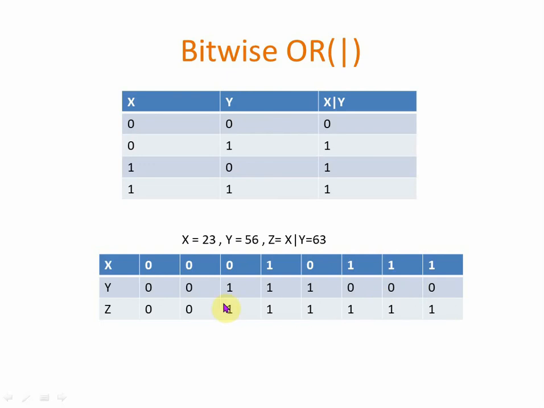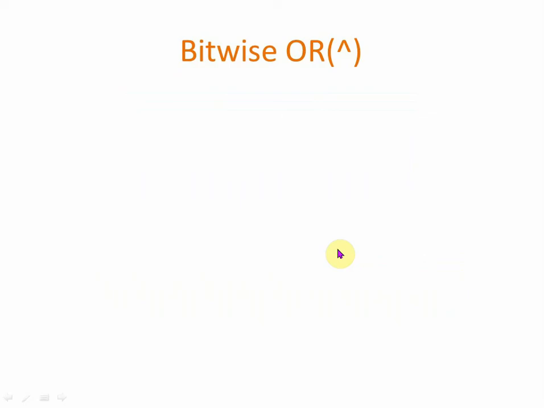If I convert this whole value into decimal, it will become 63. Previously, when we performed the AND operation, we got 16 as the output. Now let's move forward and see bitwise.